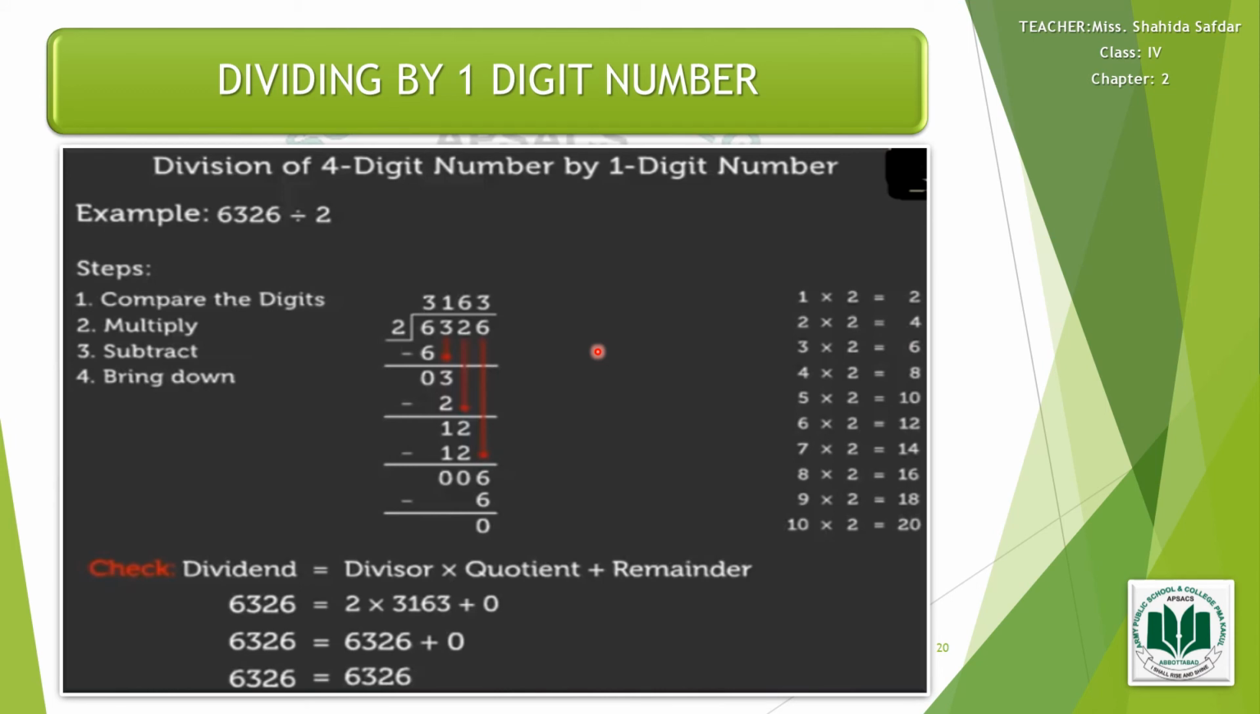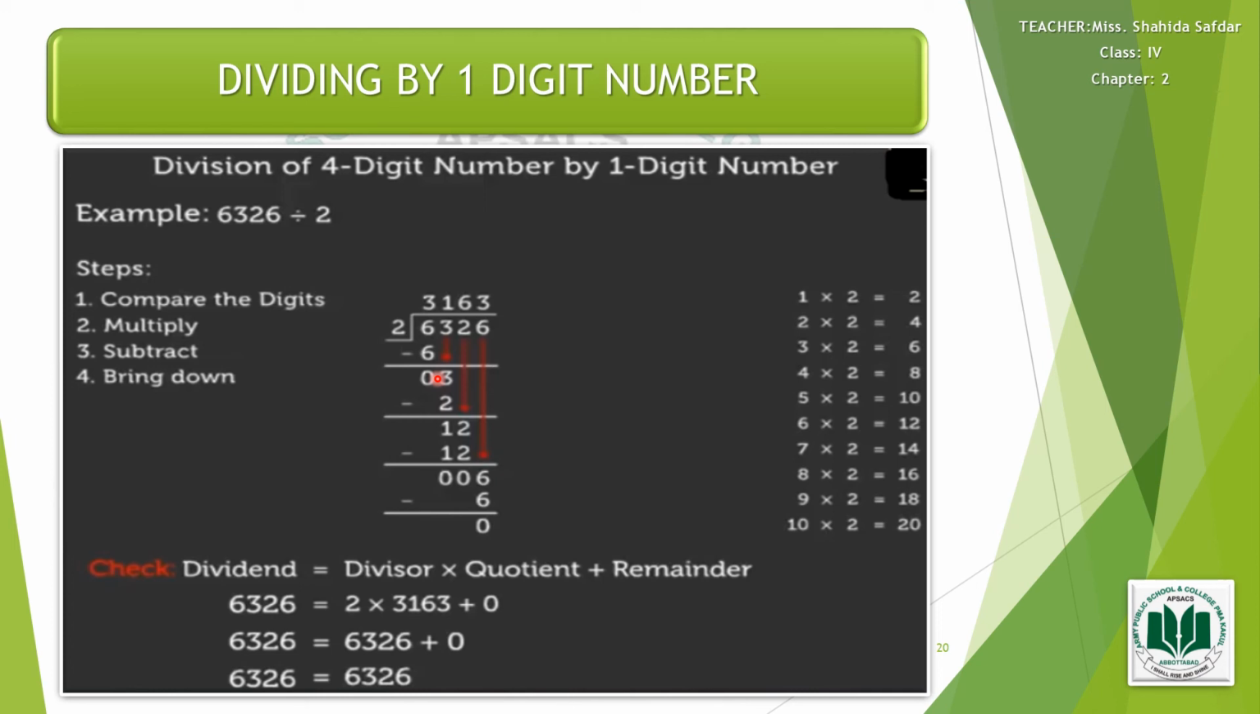Here we write the 3 above the 6 in the thousands place and 6 under the 6. Here we subtract 6 from 6, the remainder is 0. So we write the remainder in the thousand place. Now bring down 3 in the hundred place.